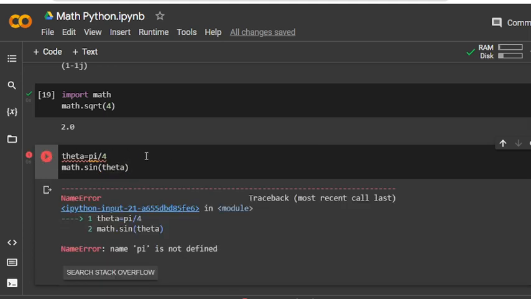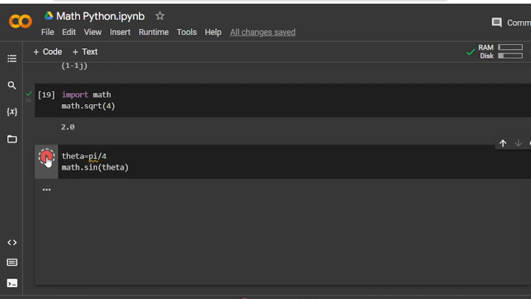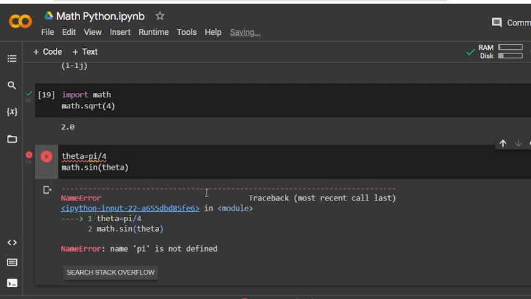So theta will equal pi by 4, but pi is not defined in these functions. If you write pi by 4, this means theta is not defined. Pi is not defined in these circumstances.